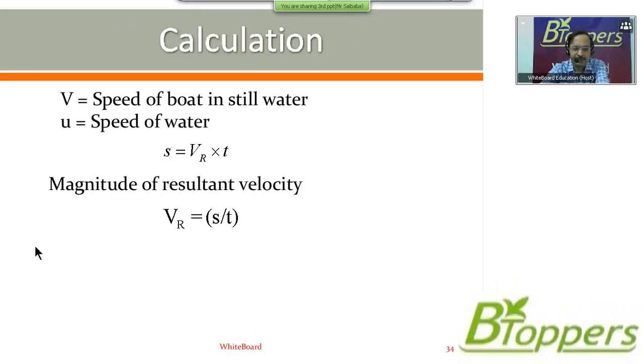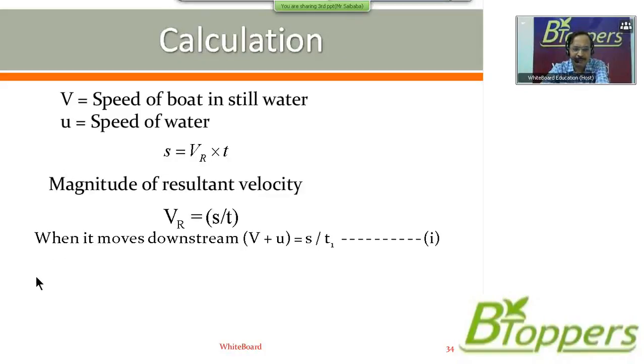In the first case, when the boat travels downstream, both V bar and U bar will be in the same direction. Then magnitude of the resultant velocity, VR, can be written as V plus U. And time taken is T1. So I can write V plus U equal to S by T1.